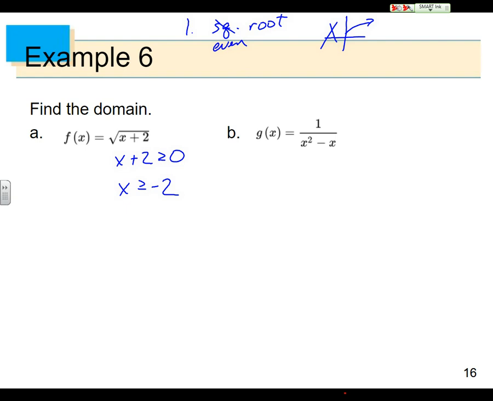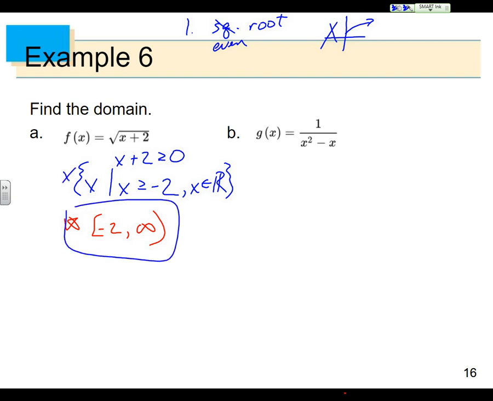And I still like the interval notation on this. Greater than or equal to negative 2 means that I want all the numbers that are between negative 2 and infinity. So I like this answer. The back of the book might do something called set builder notation, where it says x such that x is greater than or equal to negative 2, where x is an element of the real numbers. Something like that. I did not teach this last year. I am perfectly fine with this negative 2 to infinity.